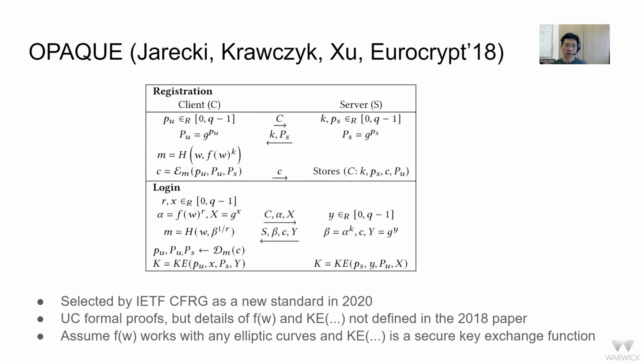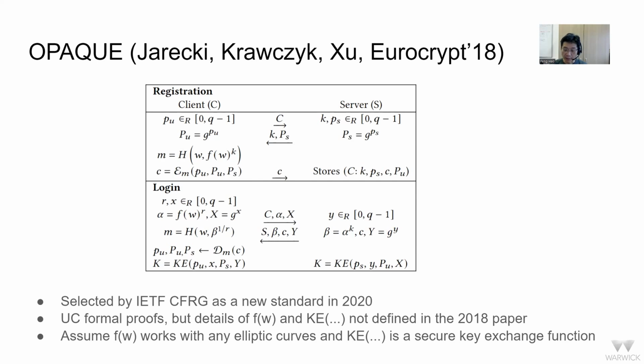In 2018, a new protocol called OPAQUE was proposed. And 2 years later, this protocol was selected by IETF as a new standard. The original paper provides formal security proofs in the UC model. However, the specification was incomplete in the original paper.